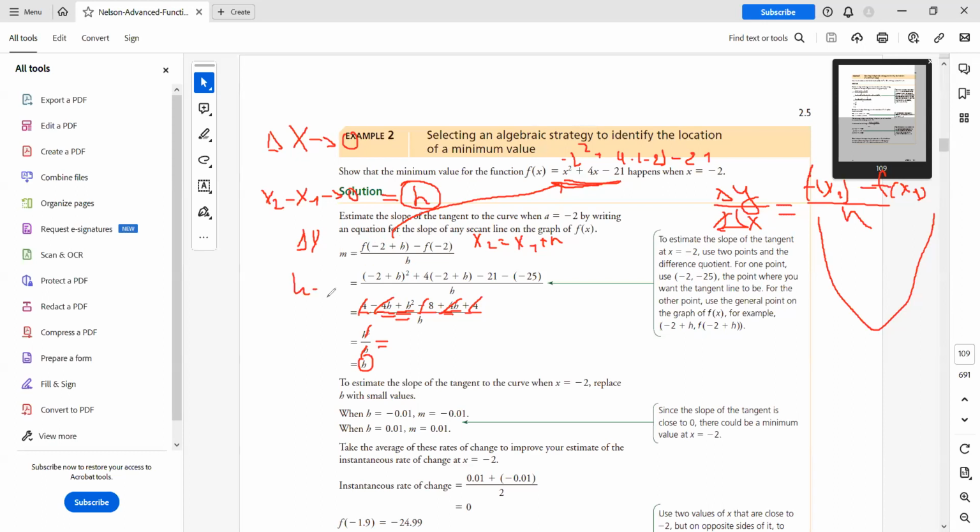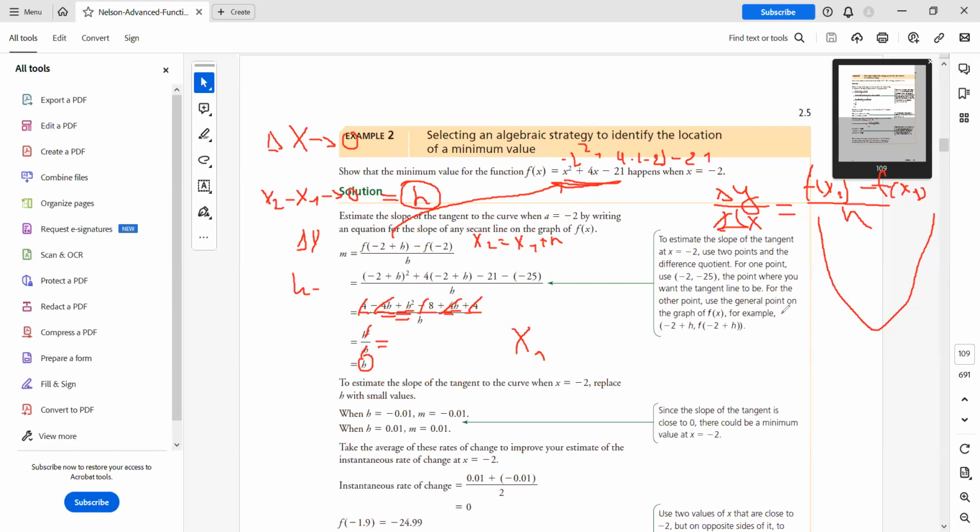h is a difference coefficient. For 1 point, use negative 2 and negative 25, which corresponds to the x1 value, the point where you want the tangent line to be, okay? x1 is the point where you want the tangent line to be.